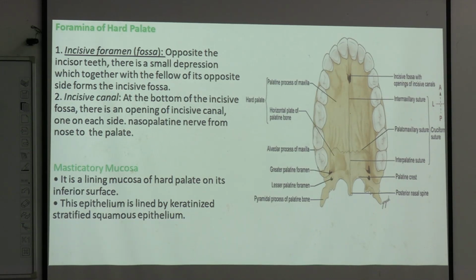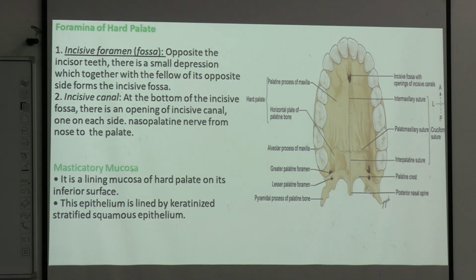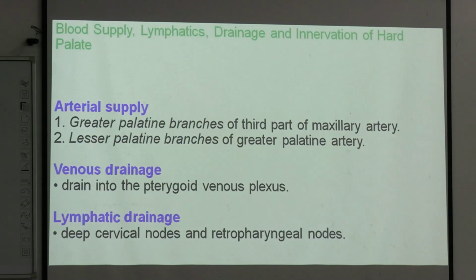Now, if you see this palate from the other side, that means from the nasal cavity side, it is lined by a different mucosa, the nasal mucosa. Coming to the blood supply and lymphatic drainage of this small anterior hard palate, the supply comes from the palatine branches of the maxillary artery and the greater palatine arteries.